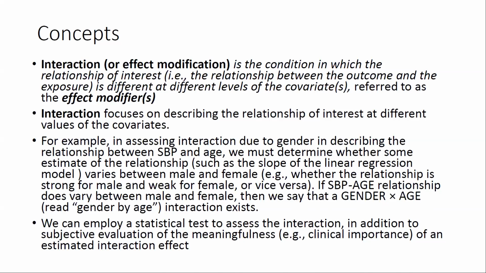So here we can employ a statistical test to assess the interaction, in addition to the subjective evaluation of meaningfulness. So this is also a big difference between interaction and confounding. There's really no formal statistical test you can use to identify the confounding problem, but there is a formal statistical test for effect modification or for interaction.